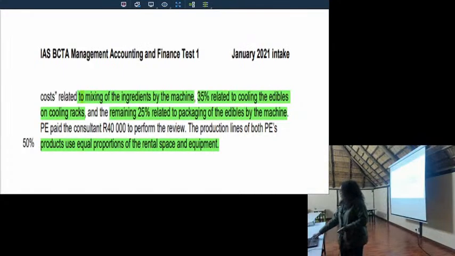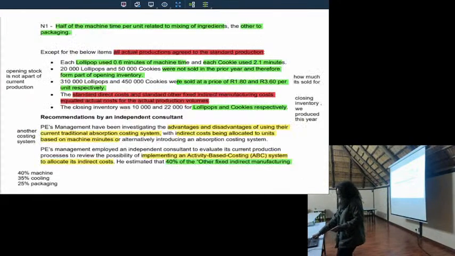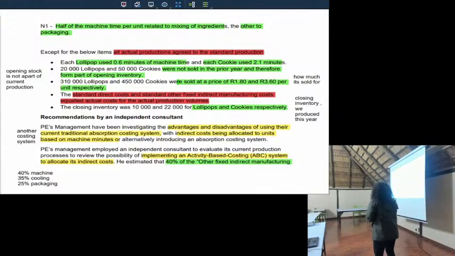Okay, let's see if we got all our triggers. What I would have written down as well is a pointer that opening stock is not a part of current production, so that I don't make the mistake of double accounting it. Because remember, we had to solve for production, right? I also told you that's how much is sold for, so therefore we might need to calculate something with profit, maybe, maybe not. They told you that closing inventory, we produced that this year as a part of current production.